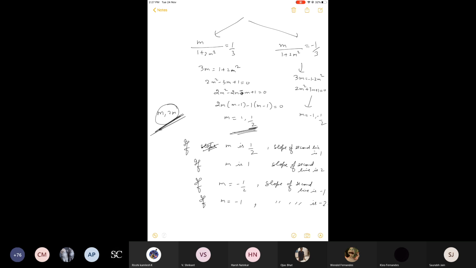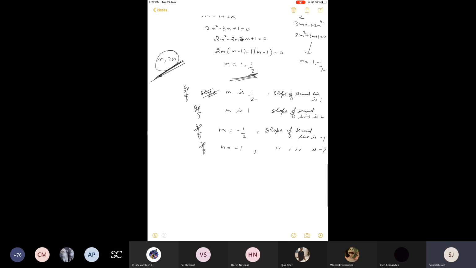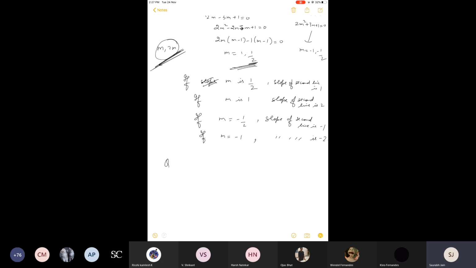Yes, any other question? Sir, is the 10th one similar to the 11th, which we have solved right now? Let me see. Find the angle between x-axis and the line joining. Yes, because you know why? You will find the slopes first, and then you will use the formula of tan alpha.